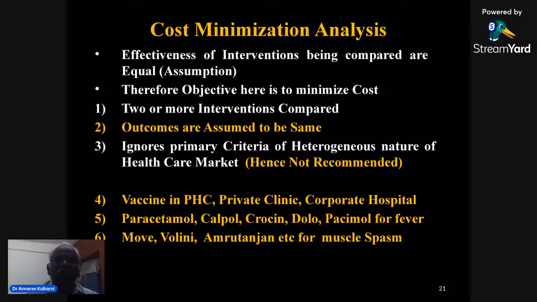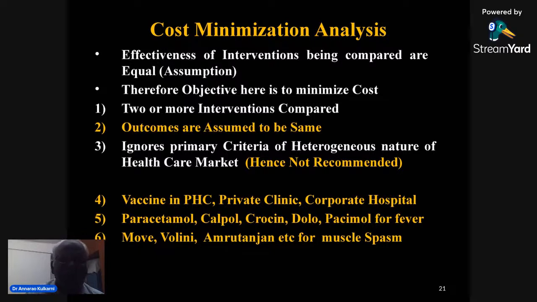Okay, so two or more interventions are compared here, whereas in the programmatic cost analysis, as I have told already, there is only one program and we analyze the cost and reduce the cost by removing the costs which are not essential for implementing that particular program. So this ignores the primary criteria of heterogeneous nature of healthcare market. Hence, this particular economic evaluation, that is cost minimization analysis, is not generally recommended.